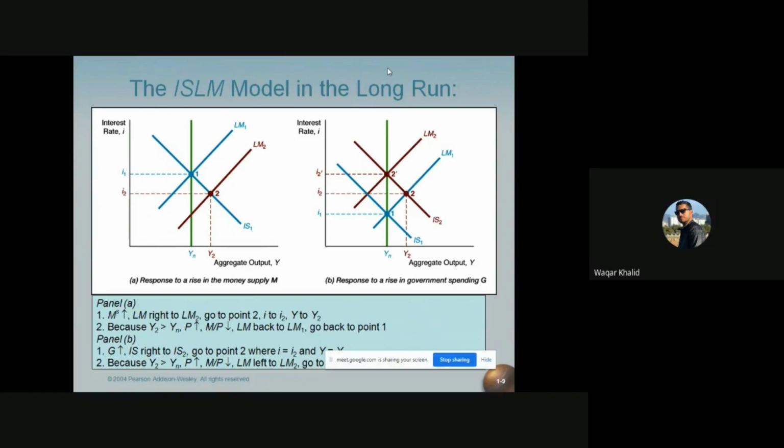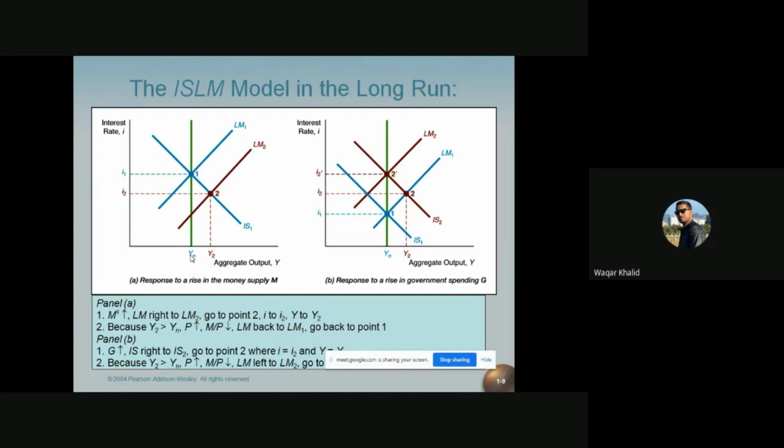But in the long run, the price level does change. It means that in the long run, the price level is not fixed. So, what will happen in the ISLM model in the long run if the price level is changed? We make use of the concept of the natural level of output. Look at this green vertical line. We are denoting this green line by the symbol Yn. Actually, Yn represents the natural level of output.